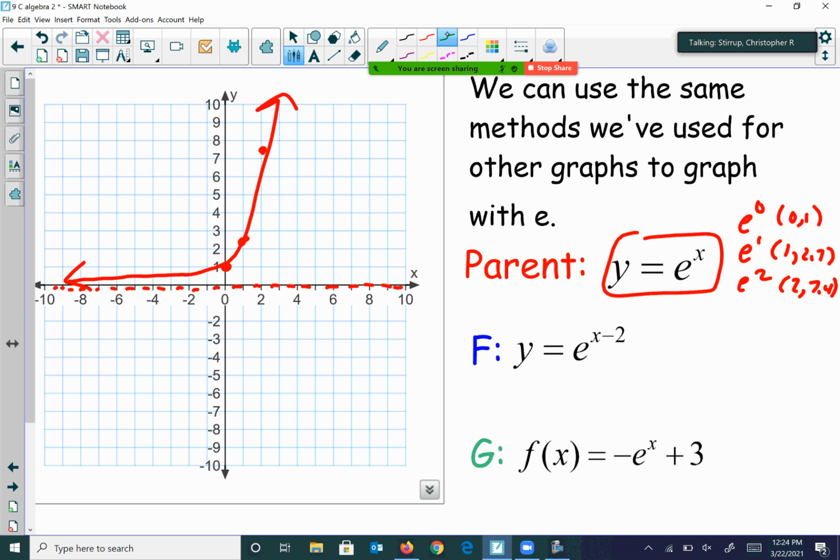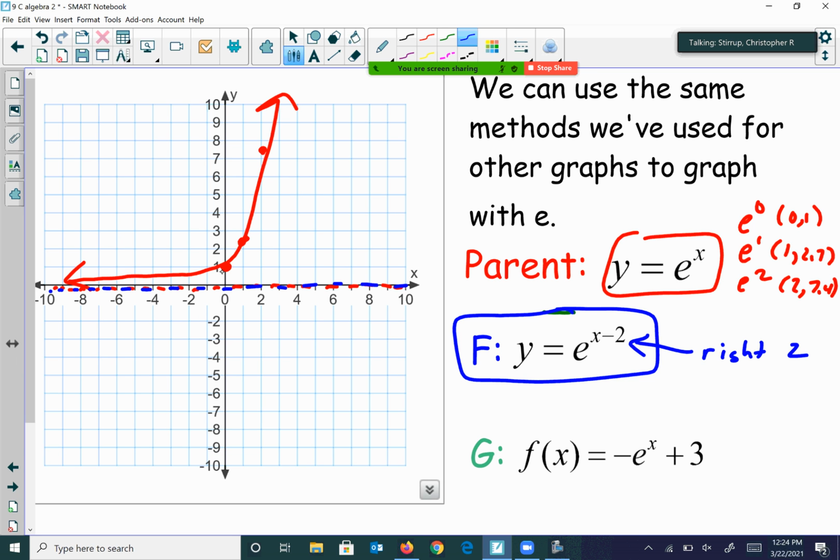So now let's take a look at what this one's doing. Let's do this in blue. We already know all of the things that took place on here. We have a few dots. So this -2 means my graph is going to go right 2. My asymptote still stays down here. So if I move each of these points right 2, we're going to get this graph. And that's what that's going to take into account. And then the third one, what's this going to do?